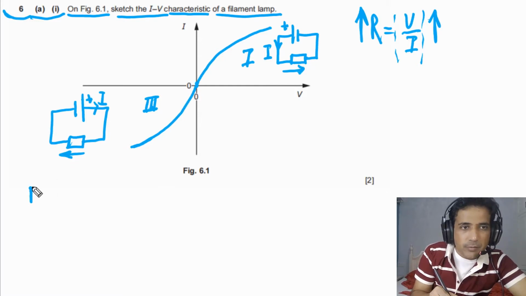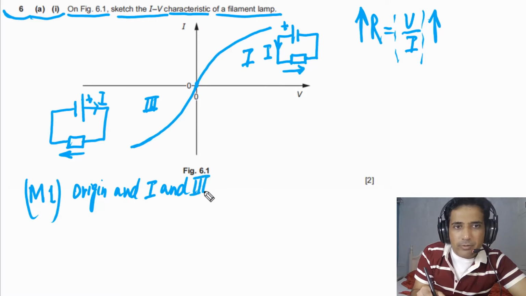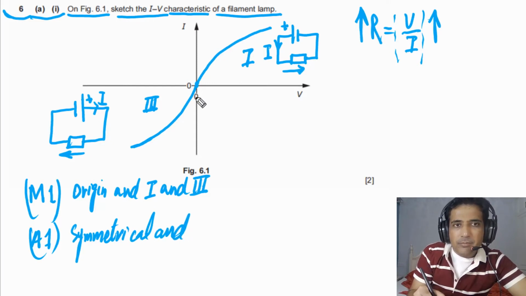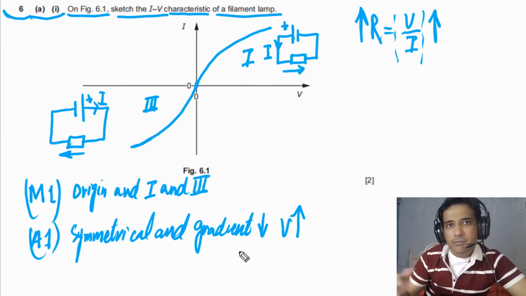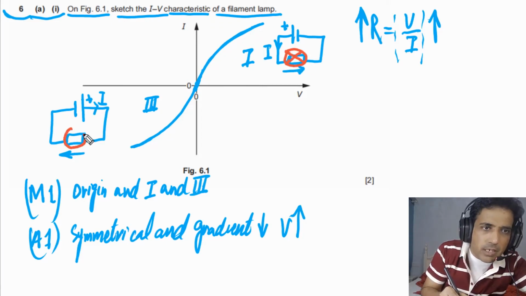This question has 2 marks. The first mark is an M mark. You will get this mark if the curve passes through the origin and is in the first and third quadrants. The second mark is an answer mark. If the curve is symmetrical and the gradient is decreasing with increase in V, you will get the second mark. This is how marks will be awarded for this question. In this circuit, this resistor is representing a filament lamp, and this resistor is also representing a filament lamp.